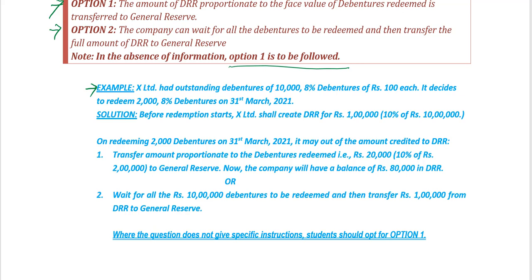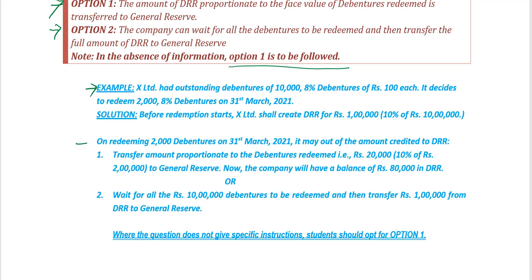Let's say X Limited has outstanding 10,000, 8% debentures of rupees 100 each, and it decides to redeem 2,000 8% debentures on 31st March 2021. Now, before the redemption starts, X Limited shall create DRR for rupees 1 lakh, which is 10% of the total redeemable debentures face value, which is rupees 10 lakh.